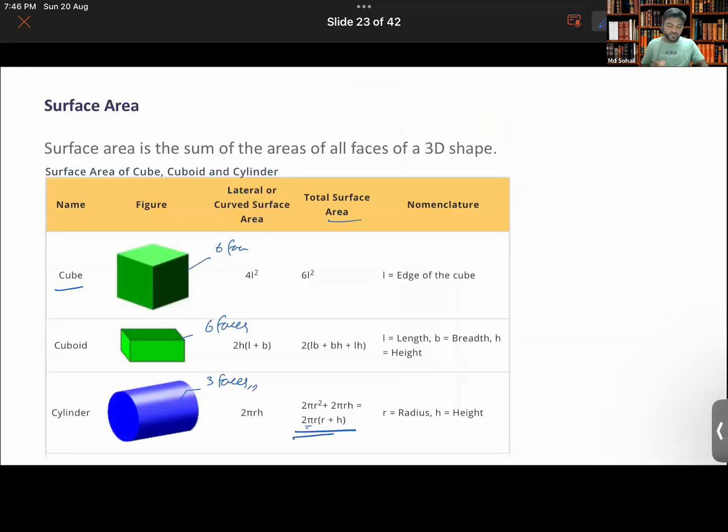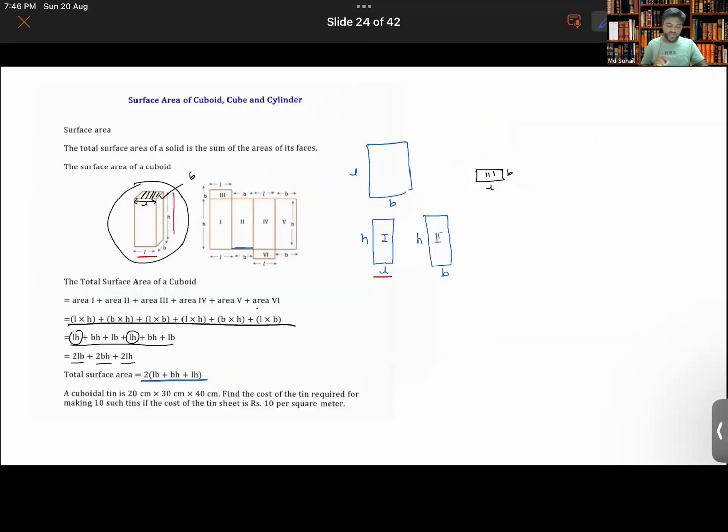Okay, so students, you don't directly remember the formula for the total surface area. This is how we derive the formula for the total surface area of a cuboid. So I hope you can explain it to your friends and to other students in the class. Any confusions, guys?